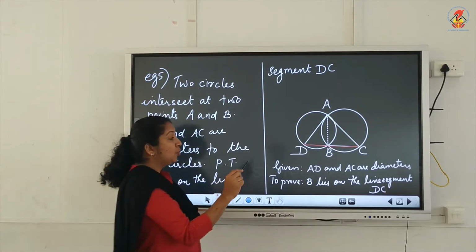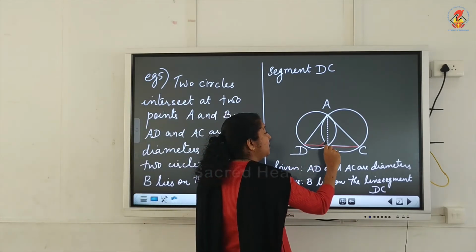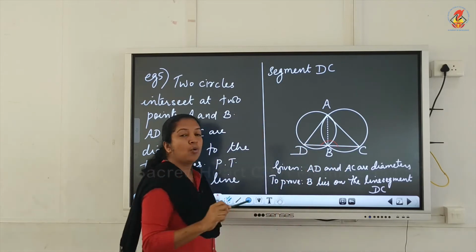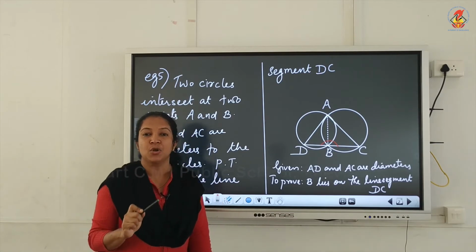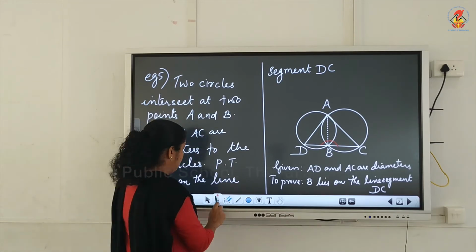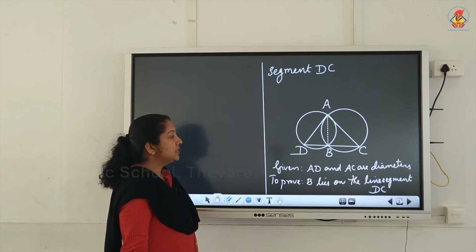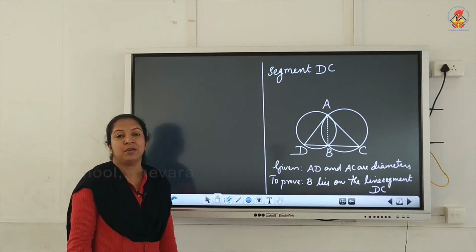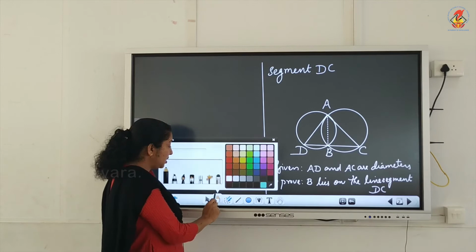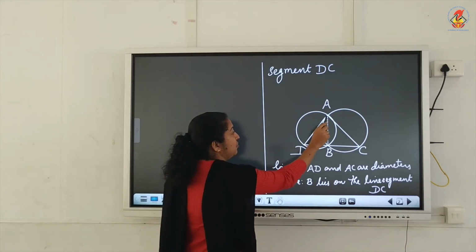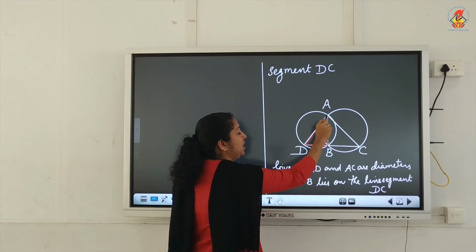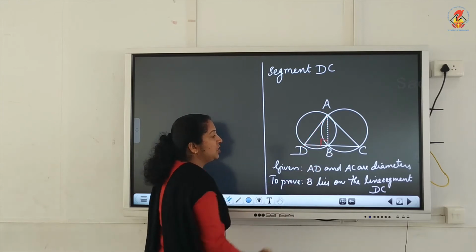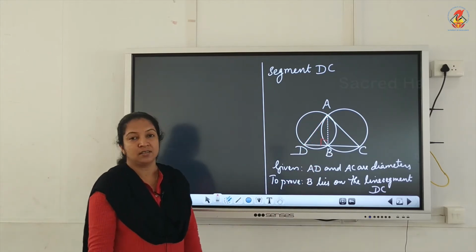That means what we have to prove is the angle made here is 180 degree. If it is 180 degree, we can say B lies on DC. So what is given here is AD and AC are diameters. So if AD is a diameter, what about the angle DBA? It is 90 degree because angle in a semicircle.